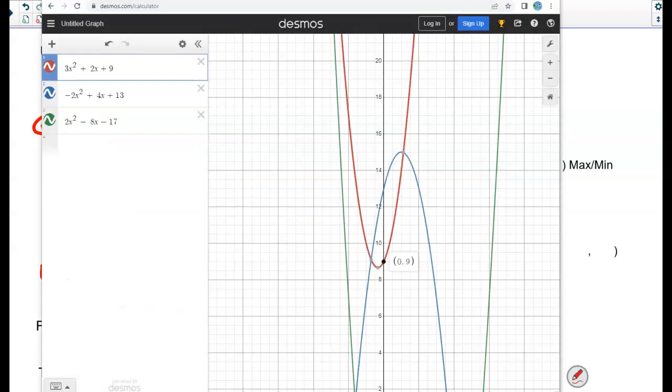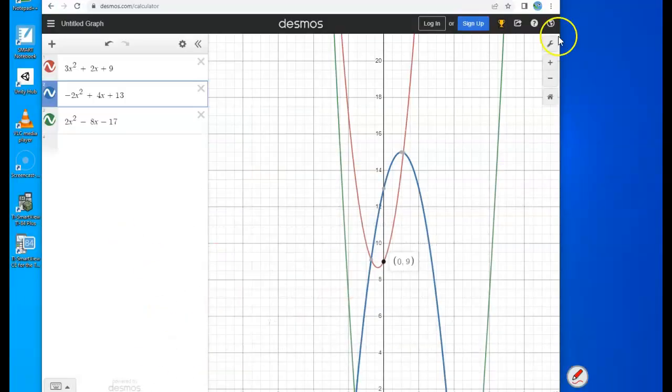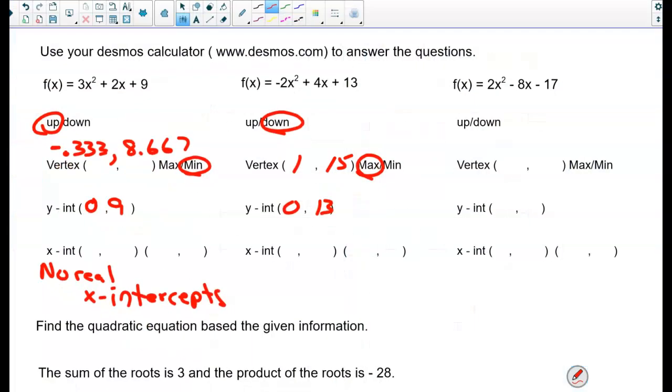For my blue graph here, okay, I'm going to click on that. And my major points, my vertex is 1, 15. My y-intercept is 13. So this graph, if you look at it, is clearly going down, which means the vertex is a maximum. The vertex is 1, 15. The y-intercept is 0, 13. And then we're going to click on the x-intercepts, which are negative 1.739 and 3.739.